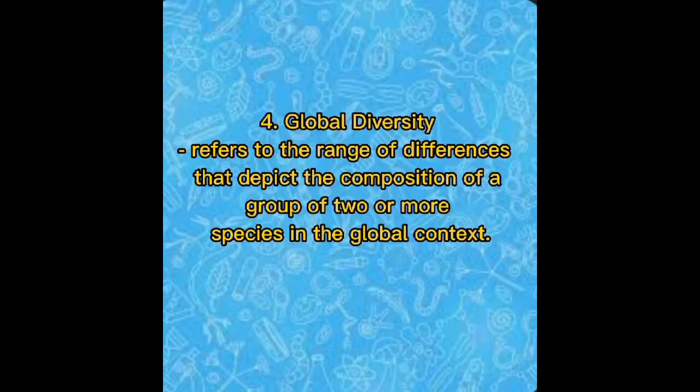Last is global diversity. Global diversity refers to the range of differences that depicts the composition of the group of two or more species in the global context. According to the International Union for Conservation of Nature, or IUCN, there are approximately 1.5 million different species of plants and animals spread across the world. 70% represent animal species while 22% represent plants.